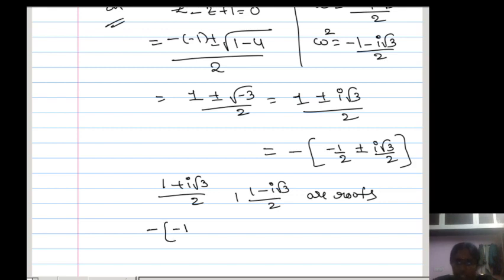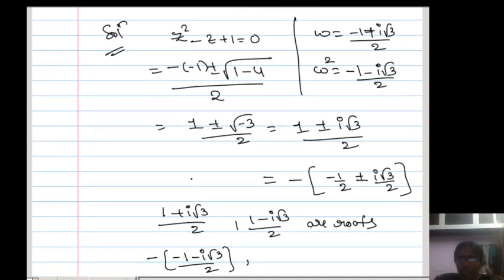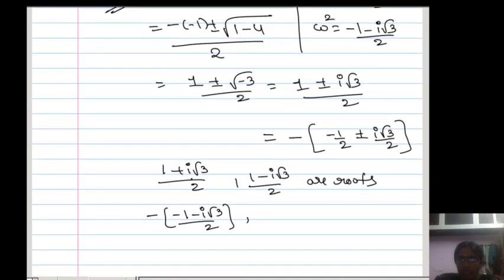Okay, so 1 plus i root 3 by 2 can be written as minus of minus 1 minus i root 3 by 2. Shall I write like that? Because minus into minus is plus, I can write like that. Next, this is also written as minus into minus 1 plus i root 3 by 2. Why? Minus into minus is plus, and minus into plus is minus.